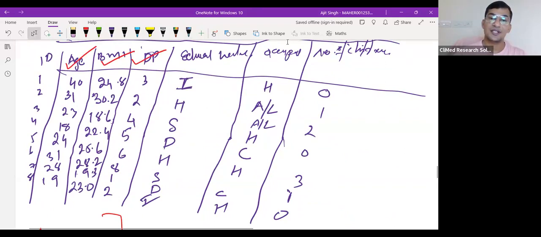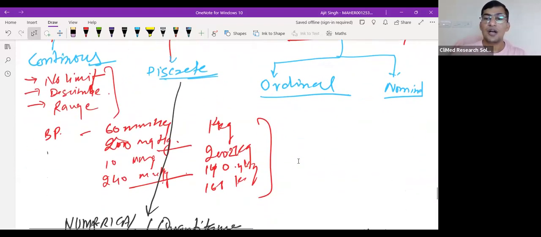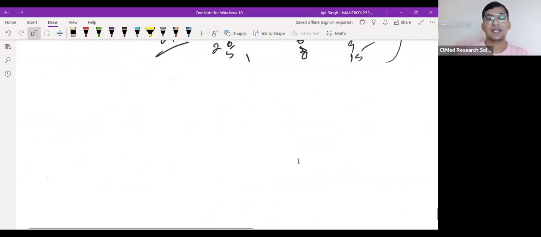Which one is the discrete data set? Number of children, right? Number of children is the discrete data set here. Correct, absolutely correct.